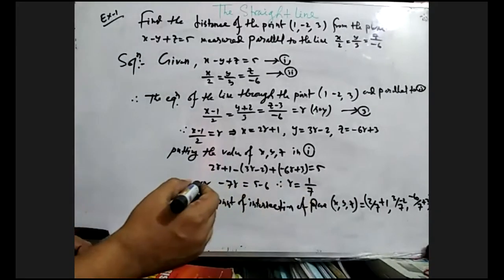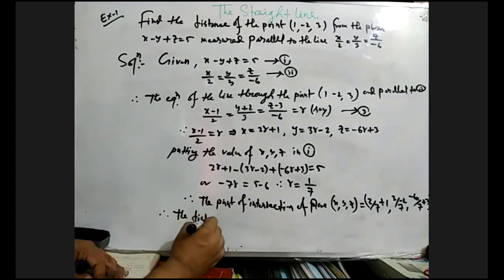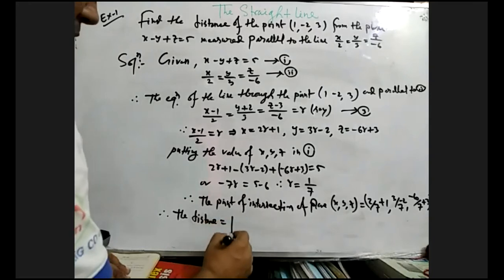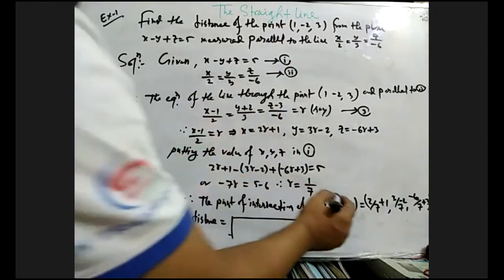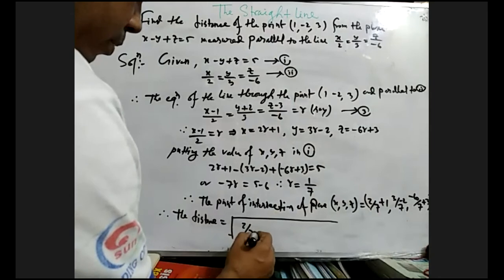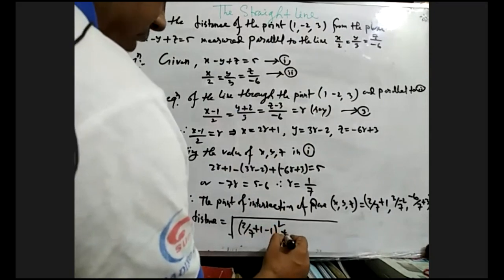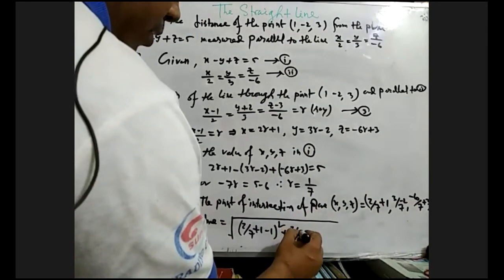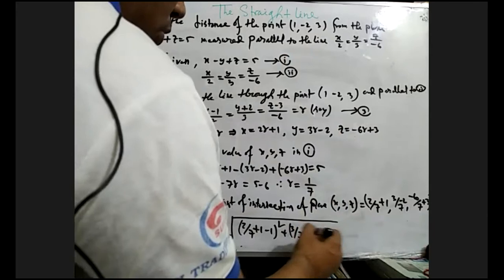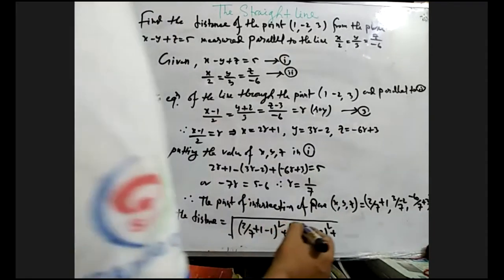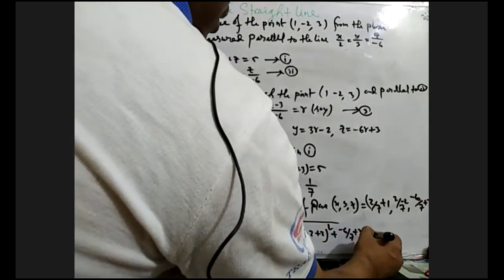Okay. This is the coordinate. Therefore, the required distance, from the given point, this is the given point 1, minus 2, 3, equals the square root of 2 by 7 plus 1 minus 1 whole square, plus 3 by 7 minus 2 plus 2 whole square, plus minus 6 by 7 plus 3 minus 3 whole square.